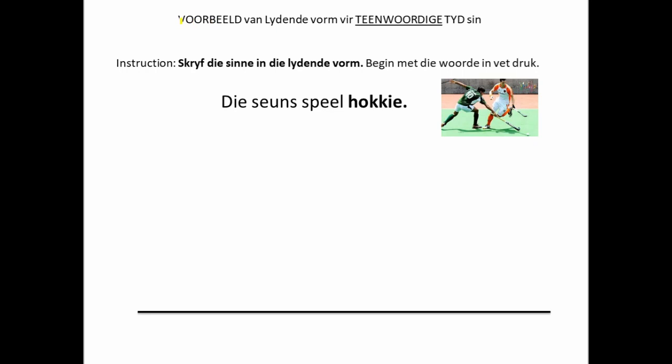We're going to do an example, voorbeeld, of a lydende vorm change to a sentence written in teenwoordige tyd. You will find an instruction that says: Skryf die sinne in lydende vorm. Begin met die woorde in vet gedruk. Vet gedruk means bold. So I know I will need to start my sentence with the word written in bold. But let's see how I go about doing this in a systematic way.